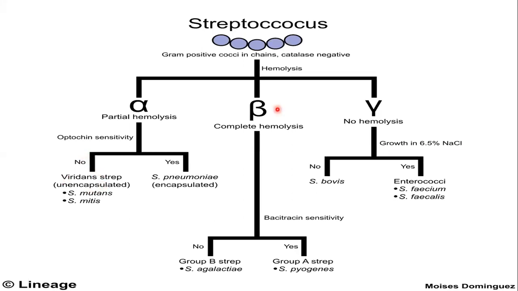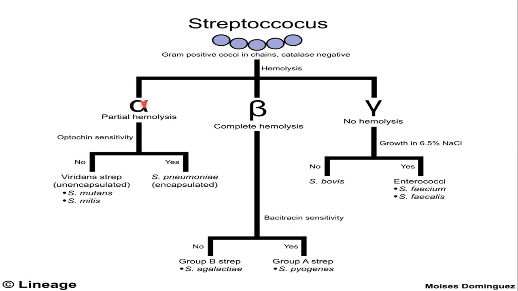Then we have beta hemolysis, producing complete lysis of red blood cells in the blood agar. Now, for beta hemolytic organisms, we perform bacitracin sensitivity testing. Sensitive to the effects of bacitracin, or being inhibited by bacitracin, is your group A Streptococcus, or particularly Streptococcus pyogenes. On the other hand, we have group B Streptococcus, S. agalactiae, resistant to the effects of bacitracin.